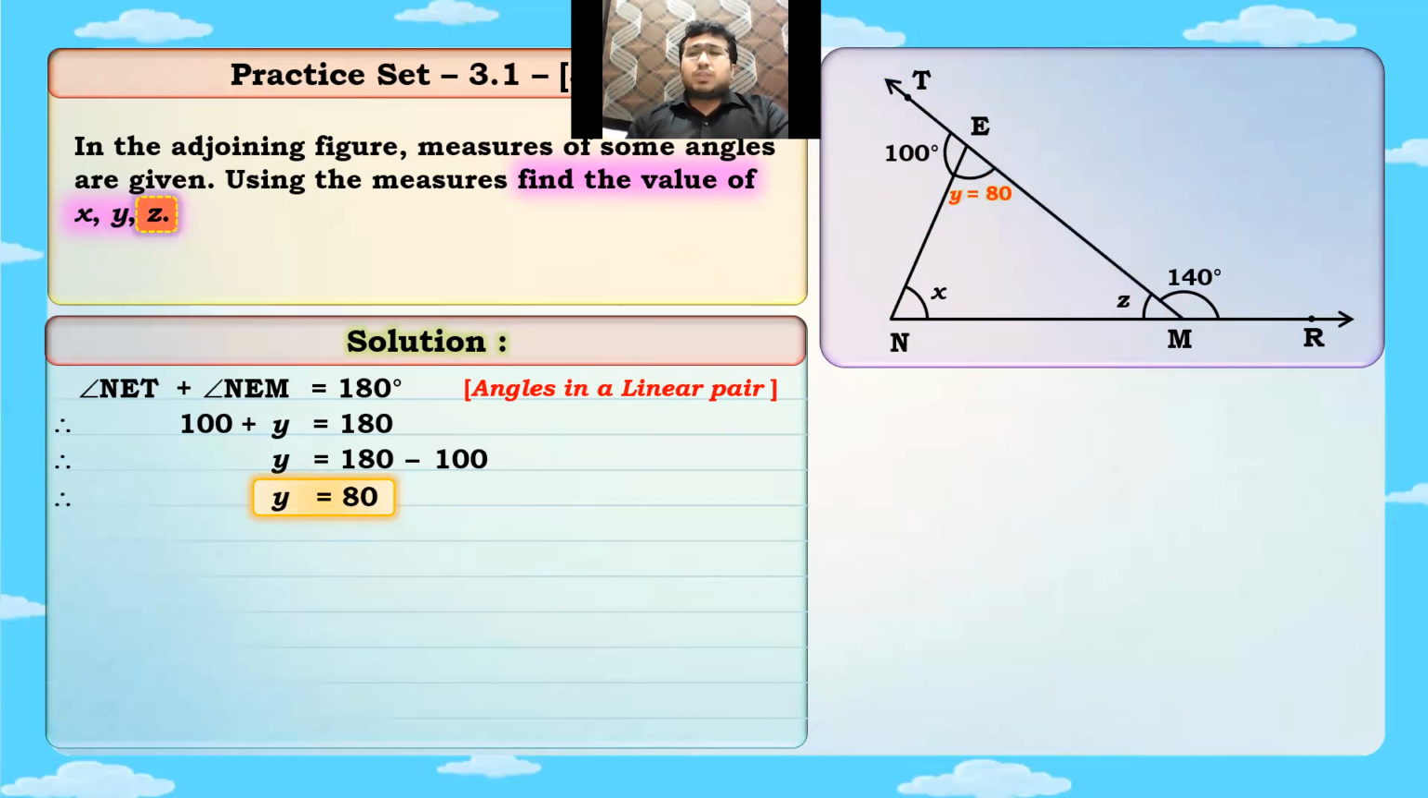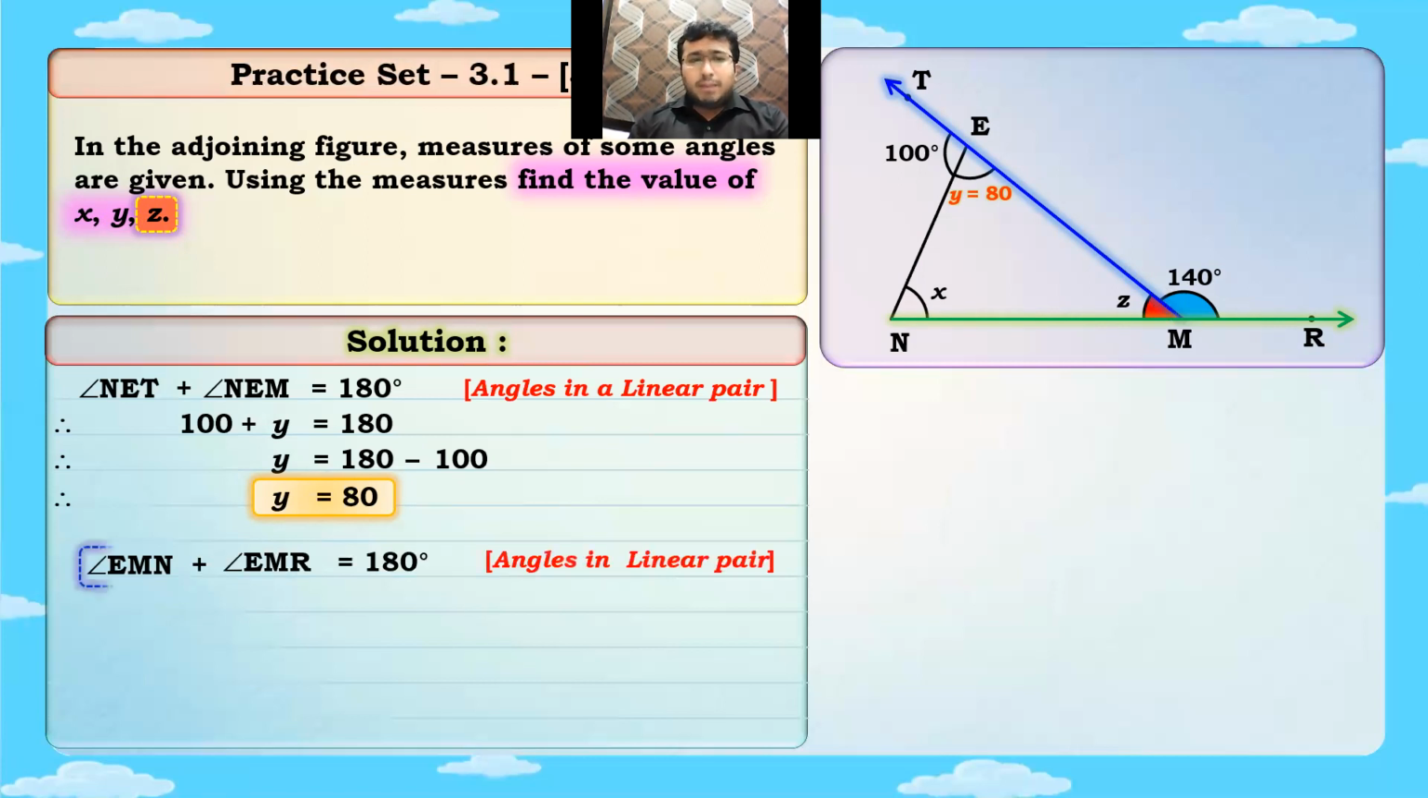Next, students, please pay attention. Tell me, angle EMN and angle EMR. These two are again which type of angles? Superb. These are angles forming a linear pair. So students, I know if I add them, their sum would be 180 degrees. So measure angle EMN plus measure angle EMR is equal to 180 degrees. Angles in linear pair. EMN, that is z, plus EMR, that is 140, is equal to 180.